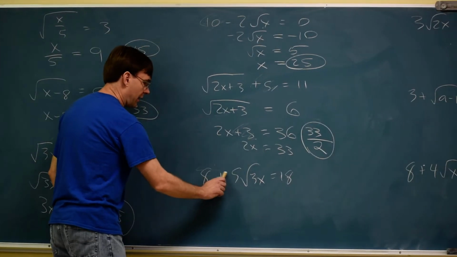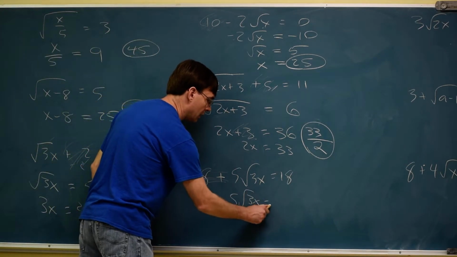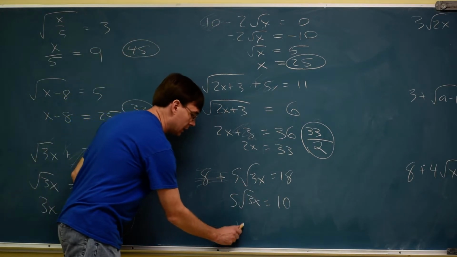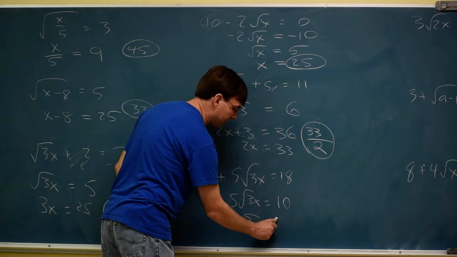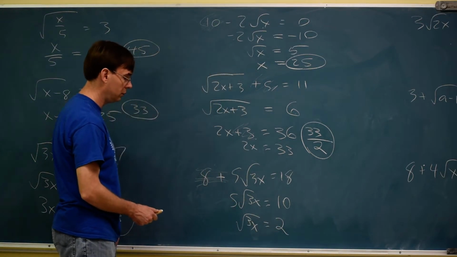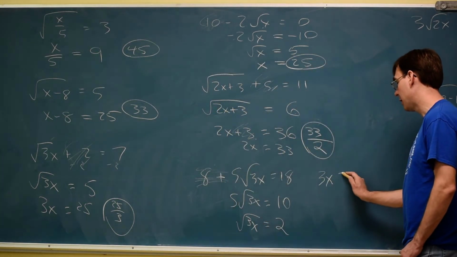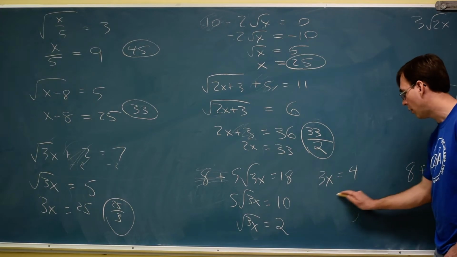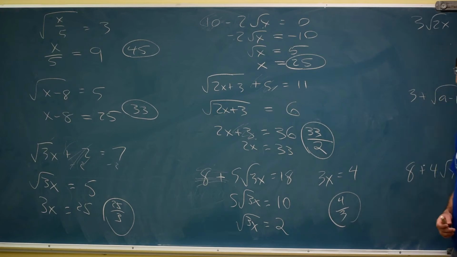To get this alone, I first get rid of the add 8 by subtracting 8. Subtracting 8 gets me a 10 over there. To get the radical alone, I'll divide by 5. Dividing by 5 gets me 2. Now that the radical's alone, I'll square to get rid of the radical. And the 2, I need 2 times 2 is 4. And then the answer will be a fraction, 4 on top of 3.